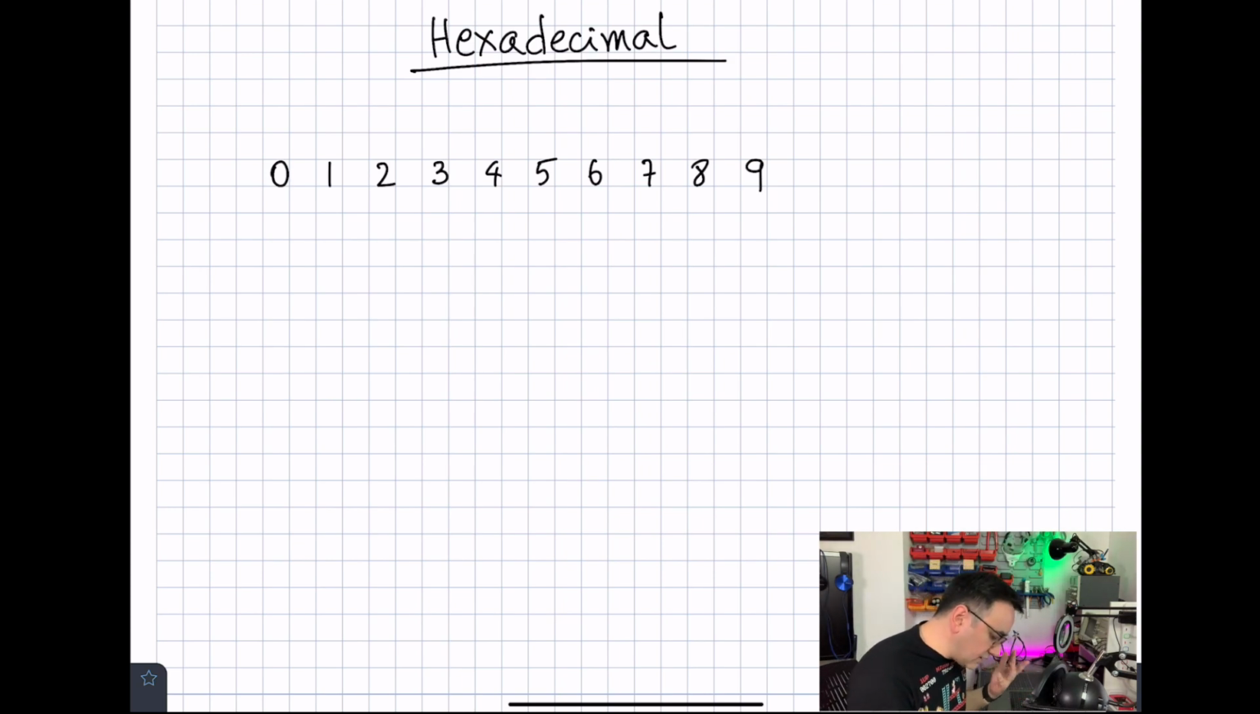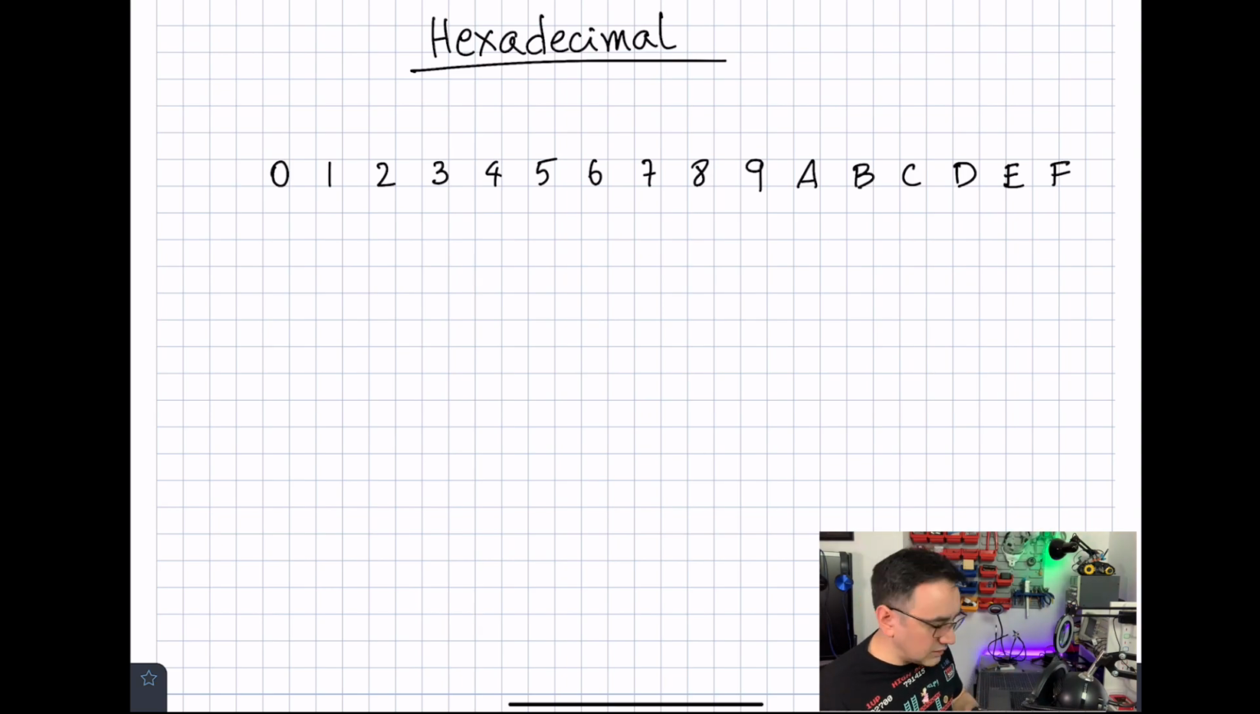Well, instead of creating new symbols, what we do is use the letters of the alphabet. So in hexadecimal, the letter A, which is not a letter but a digit, is 10, because that's the one you have after 9. So what happens when you reach F? That would be 15.